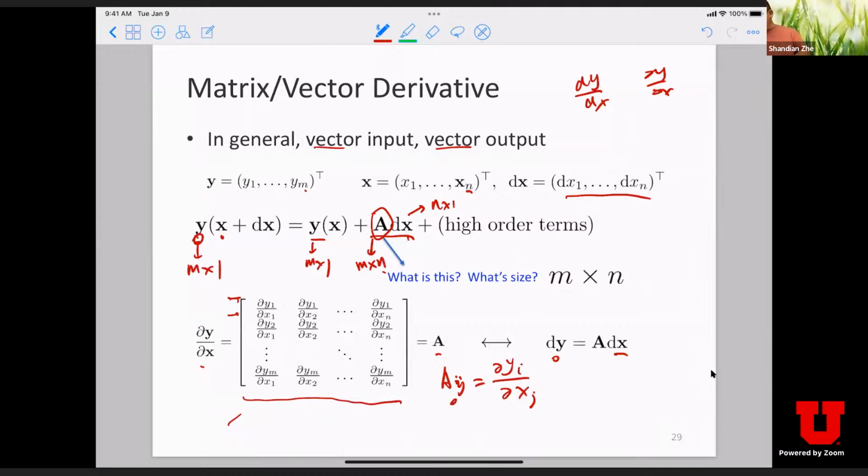So A_ij, row i, column j, corresponds to partial y_i over partial x_j. And equivalently, we can write the derivative of y, dy, as this Jacobian matrix A times the derivative of x, dx. Any questions so far? Everyone's happy, right?